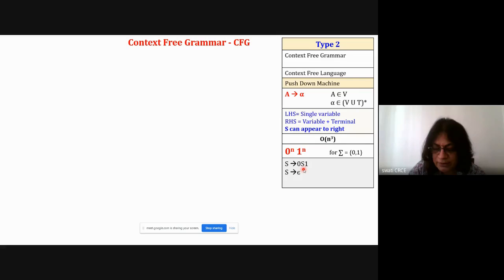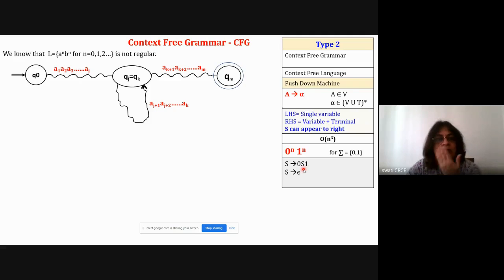Okay, so you need to remember that condition, whether it is greater than or equal to 0 or greater than or equal to 1. That is also an important concept when you do the designing. And I told you to always remember that 0 raised to n, 1 raised to n is not a regular language. It is a context-free language. Why? Because it does not follow the pumping lemma.